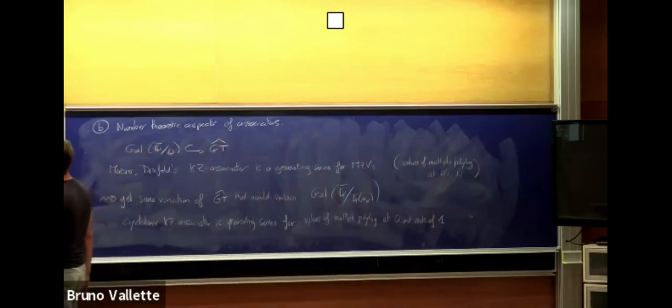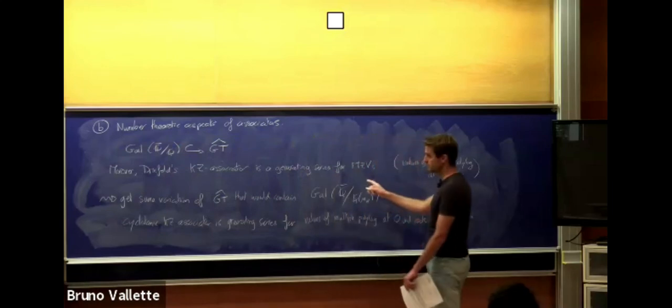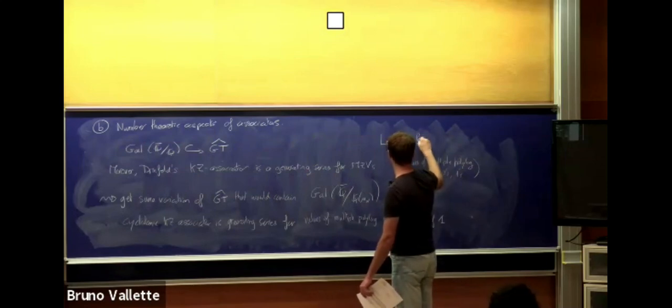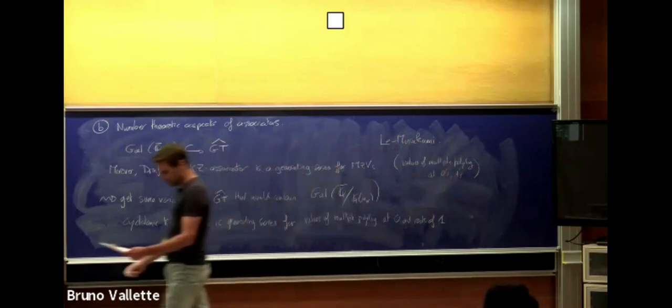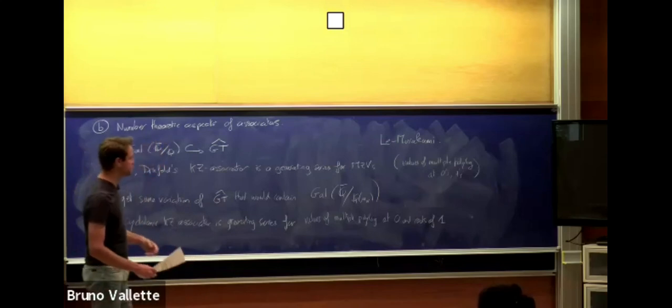So I should say that all this story of cyclotomic associators is work of Enriquez. And probably if you want a reference, the proof that the KZ associator is a generating series for multiple zeta values, that's a result of Le and Murakami. So the aim of today's talk is to explain the whole story of cyclotomic associators using an operadic approach and trying to avoid using formulas.